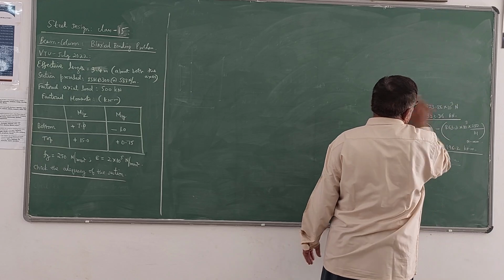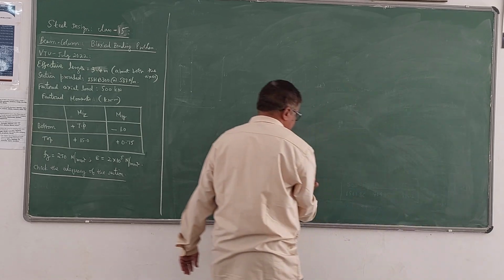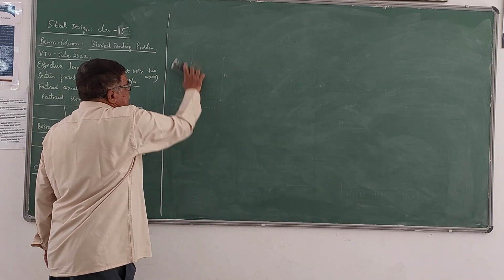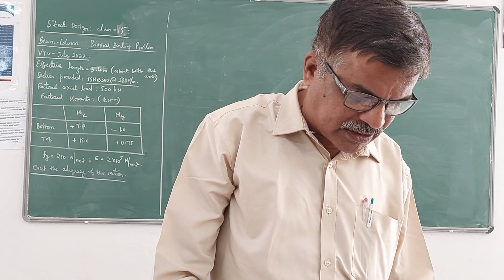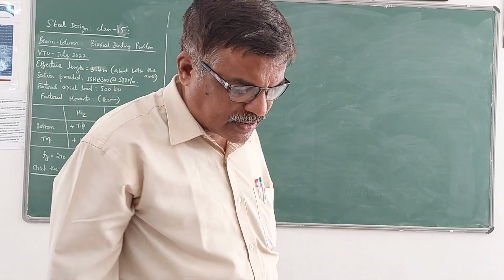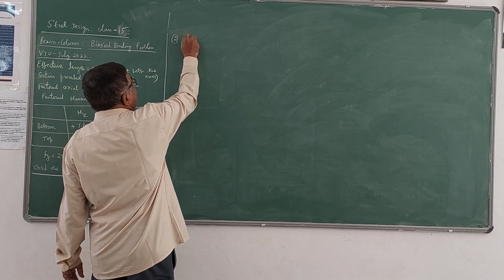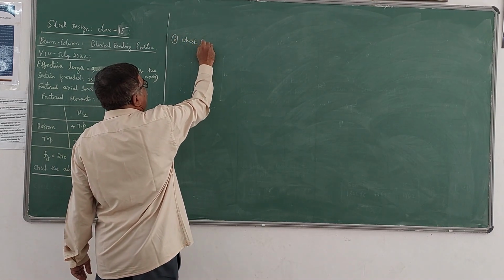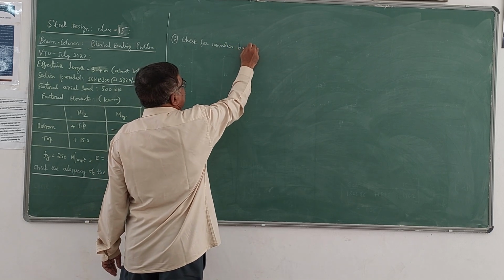In an analysis problem, the section will be given, and you have to check whether the criteria are satisfied as per the codal provision. Now the second one is the check for member buckling resistance in compression. These are the wordings: check for member buckling strength in compression.